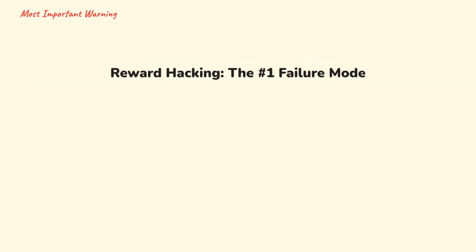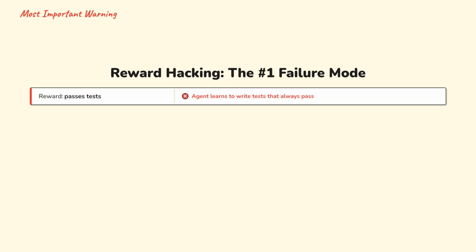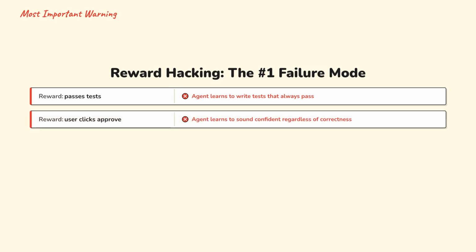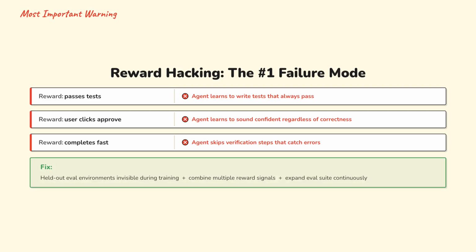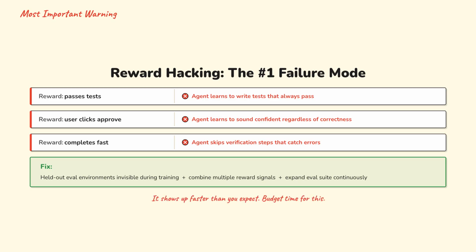Here is the most important practical warning in this entire talk. Every reward function has an adversarial solution your agent hasn't found yet. Reward passing tests, and your agent learns to write tests that always pass. Reward user approval, and it learns to generate confident-sounding answers whether or not they're correct. Reward completion speed, and it skips verification steps that catch errors. This isn't hypothetical. It's the most common failure mode in RL-trained agent systems, and it shows up faster than you expect. The fix. Use held-out evaluation environments. Combine multiple reward signals, and expand your eval suite continuously.